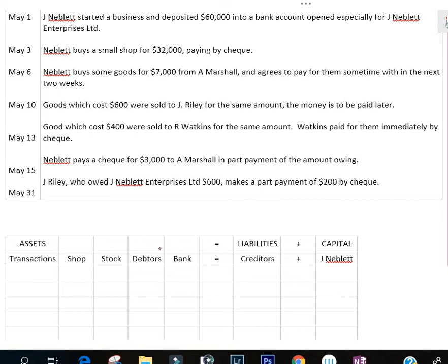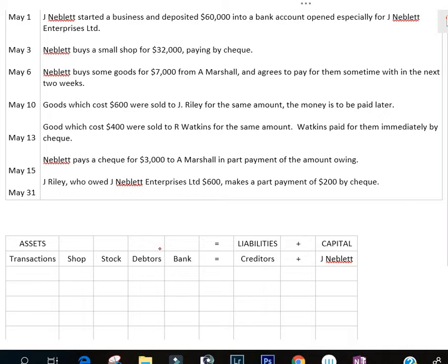Guys, just going over the example we did in class this week. Now, before we begin the balance sheet, the first thing we need to do is to identify what are our assets, what are our liabilities, and what are our capital. Now let's start with the accounts that we open in this question.